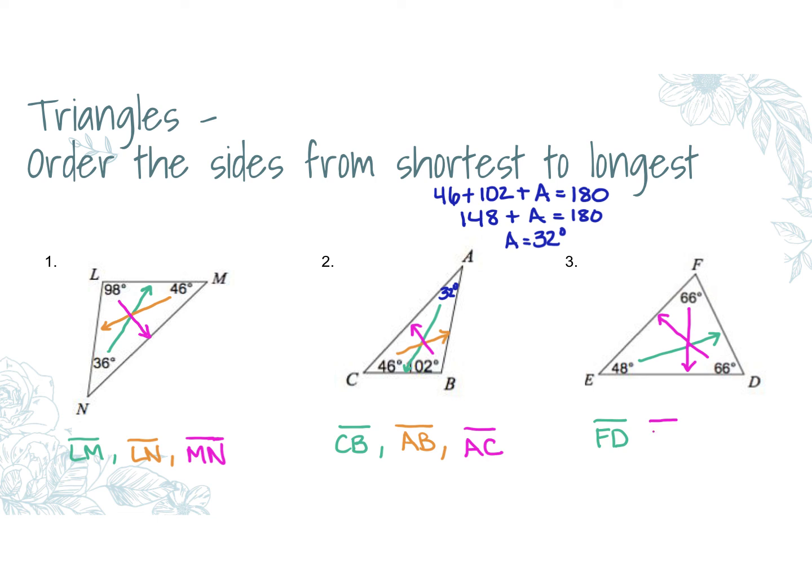So we could write side EF and then side ED, or we could put our shortest side first, FD, and then write side ED and EF. Both of these answers would be correct.